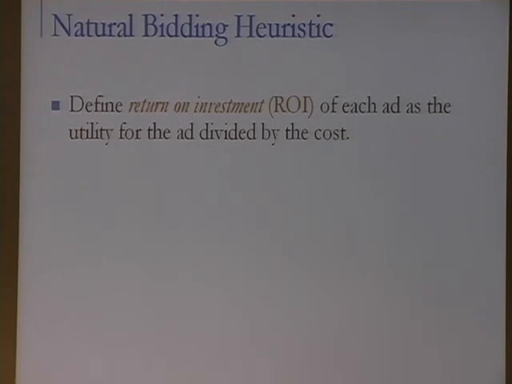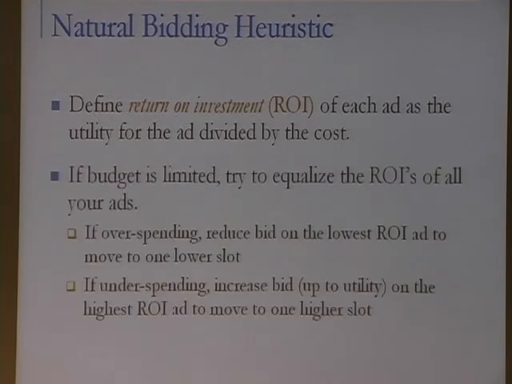And here I propose one natural bidding heuristic, called equalizing return on investment. What do I mean by this? Well, the return on investment is defined to be the ratio of the utility that you get from an ad divided by its cost. And the heuristic is, if your budget is limited, you should try to equalize the return on investment of all your ads. If you're overspending your budget, you should reduce your bid on the ad which has the lowest return on investment, thereby moving your ad down to a lower slot and increasing the return on investment for that ad.